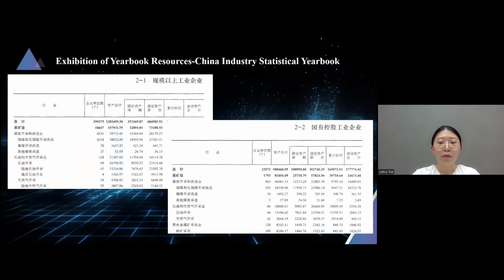The two tables on this page show the major economic indicators of industrial enterprises above designated size and state-holding industrial enterprises by industry, including the number of enterprises, total assets, and net fixed assets in mining and other industries.